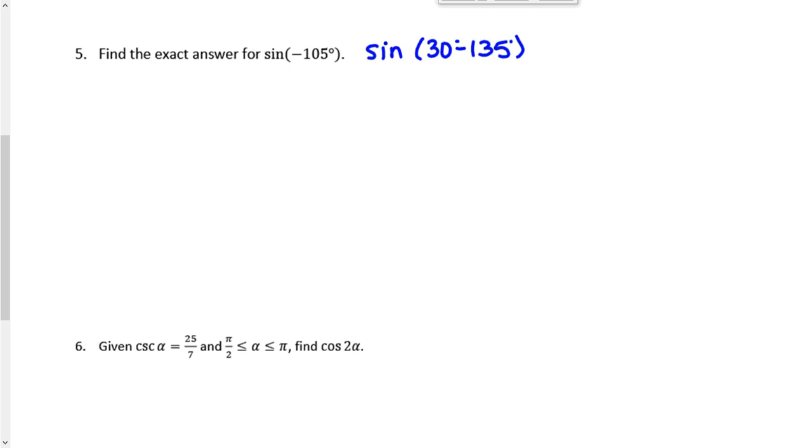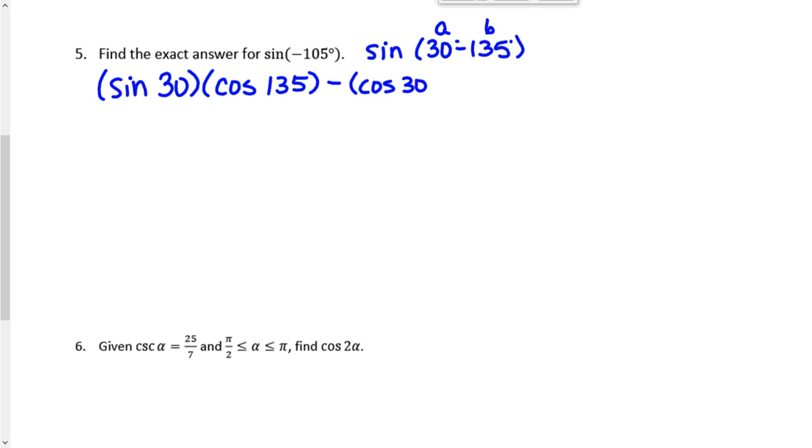Okay. So, am I using the sum of sine or the difference of sine? Difference. So what does that formula look like? Sine of, 30 is A, 135 is B, so sine 30 times cosine 135. Okay, keep going. Minus cosine 30 times sine 135.